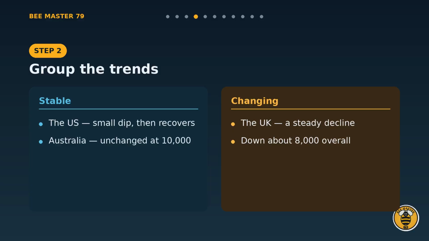Next, group the trends so your writing has shape. 2 countries are stable, the US dips slightly then recovers, and Australia does not change at all. Only one country really moves. The UK falls steadily, dropping by about 8,000 overall. That grouping becomes your 2 body paragraphs.